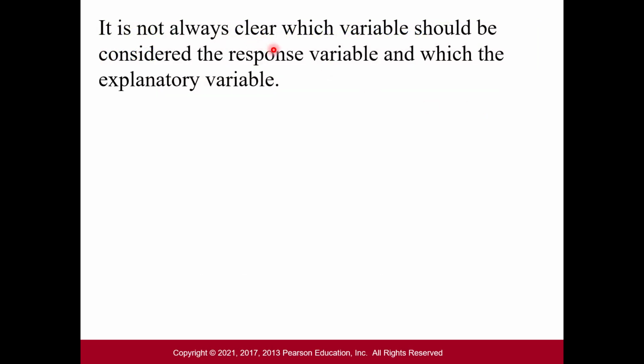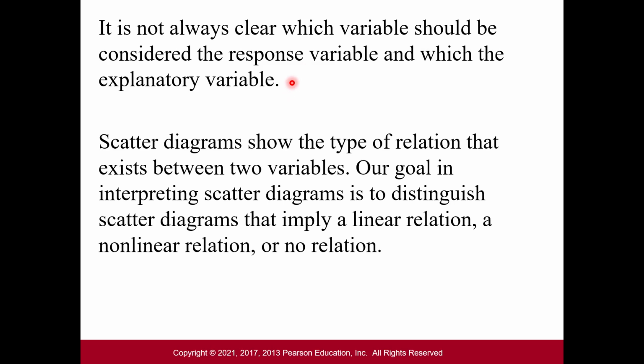It's not always clear which variable should be considered the response variable and which one we should consider to be the explanatory variable. Sometimes you just have to figure that out from the research question. Scatter diagrams show the type of relation that exists between two variables. Our goal in interpreting scatter diagrams is to distinguish scatter diagrams that imply a linear relation, so think of a line, a nonlinear relation, so something that's not a line, or no relation at all.